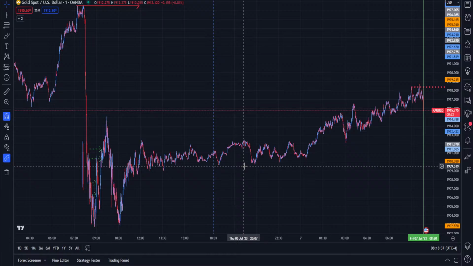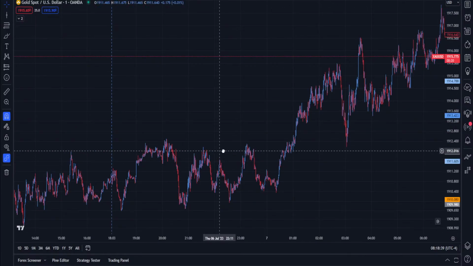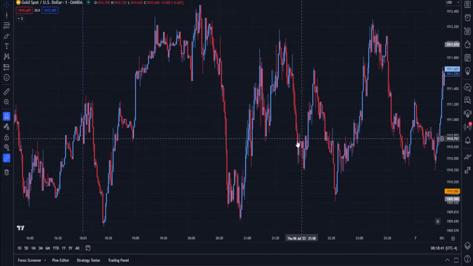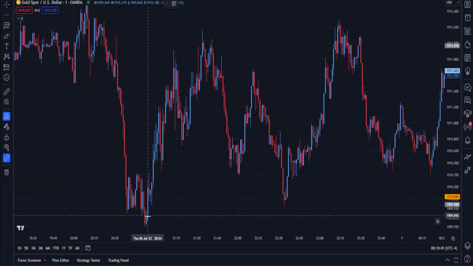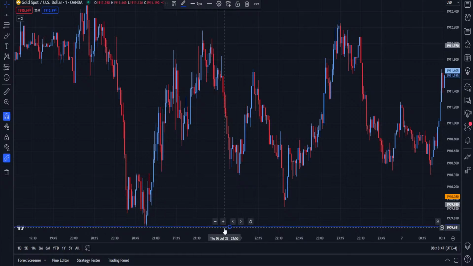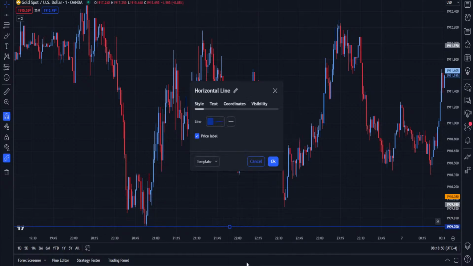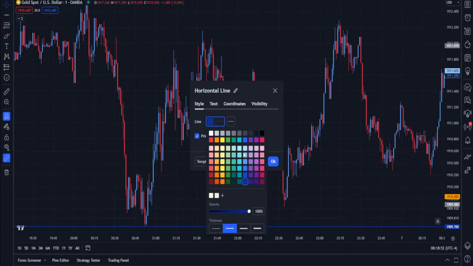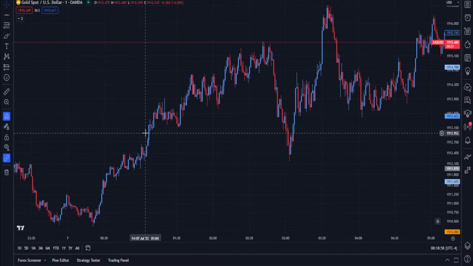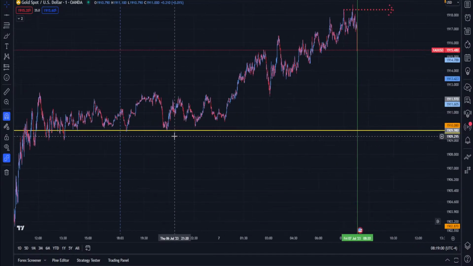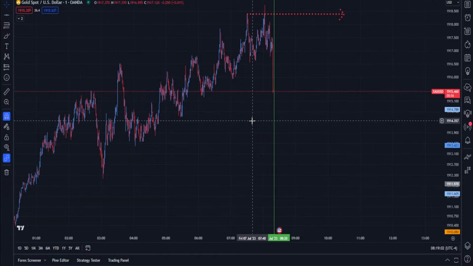And our target is all the way down here anyway, so I'm going to go ahead and mark this so we know where our target is. I'll mark it with the horizontal line right at the bottom, and we will put it as, let's say, a yellow line. So that's the take profit if we do take a trade on gold. Our take profit is down here.